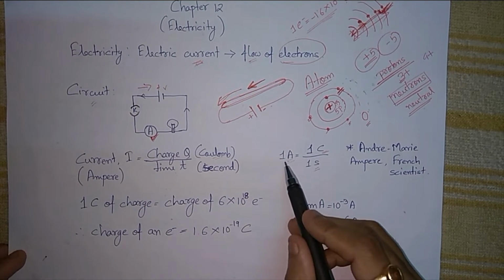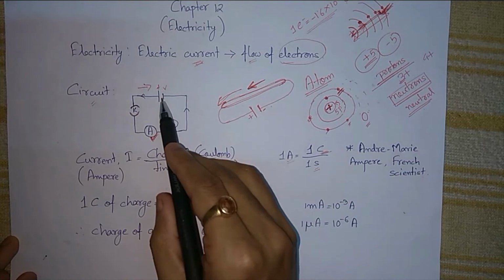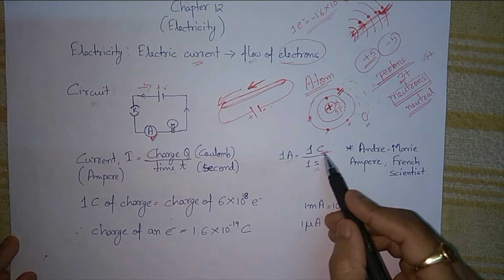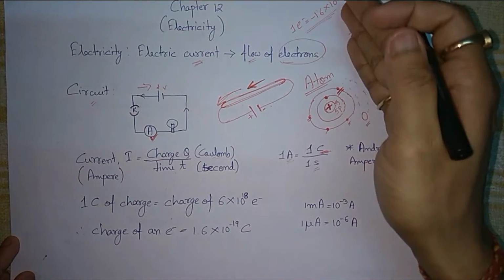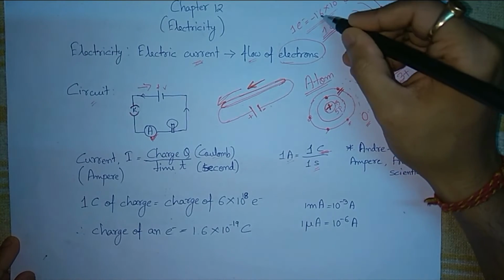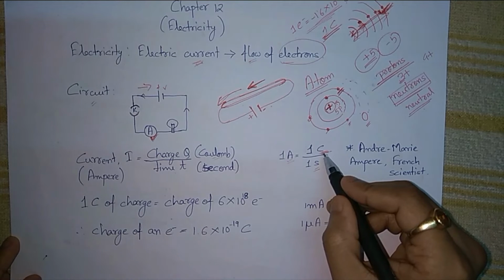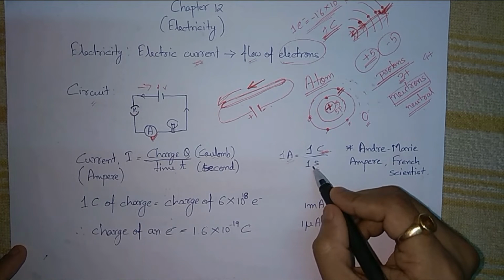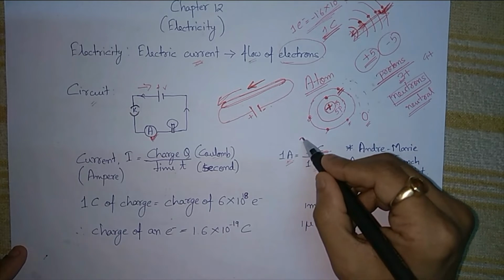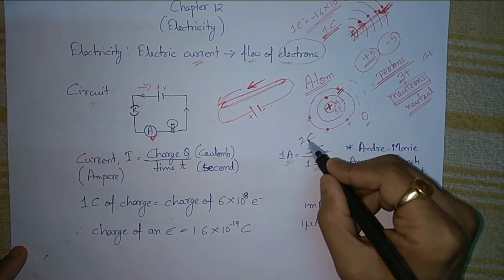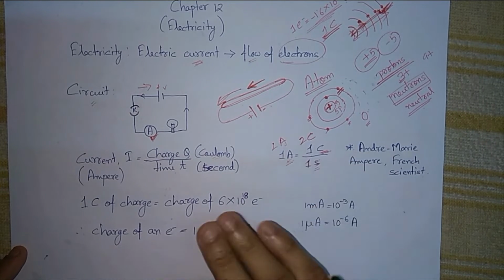So we can define 1 ampere current. 1 ampere current means flow of 1 Coulomb of charge in 1 second. It is not saying 1 electron. Flow of 1 Coulomb, not 1 electron. If there is flow of 2 Coulomb of charge in 1 second, the current will be 2 ampere. Clear? Okay.